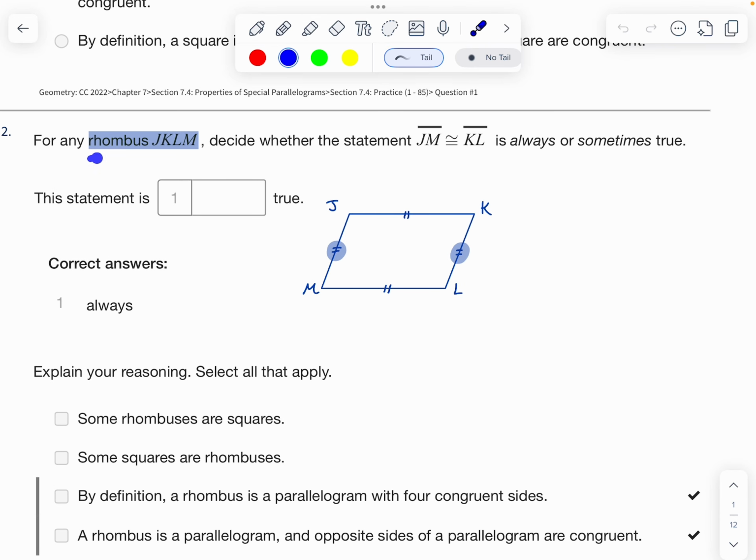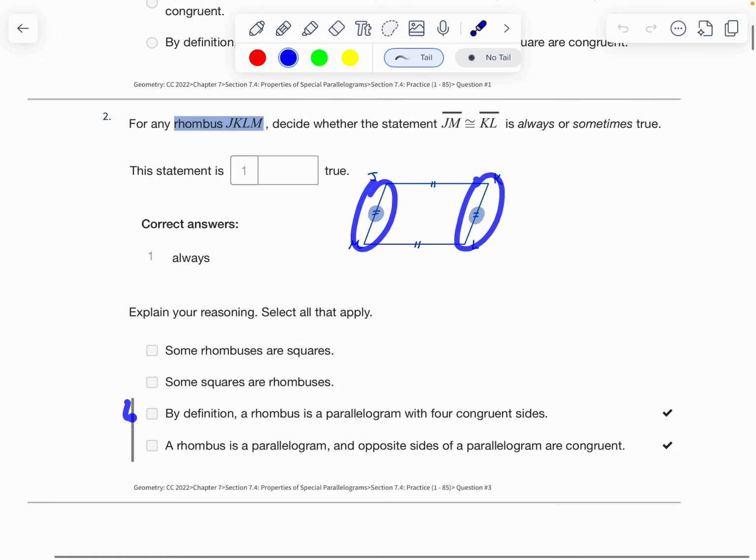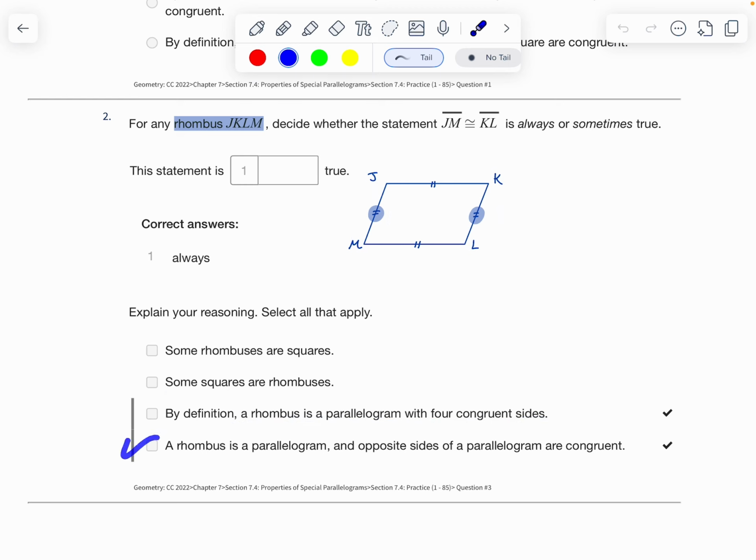For any rhombus JKLM, decide whether the statement JM is congruent to KL. Well, this is pretty easy, right? What do I know about all the sides in a rhombus? They're all going to be congruent, because that's just the definition of a rhombus. That's the one property we have about their sides. Well, are opposite sides going to be congruent? Yes, because by definition, a rhombus is a parallelogram with 4 congruent sides, and opposite sides of a parallelogram are congruent.